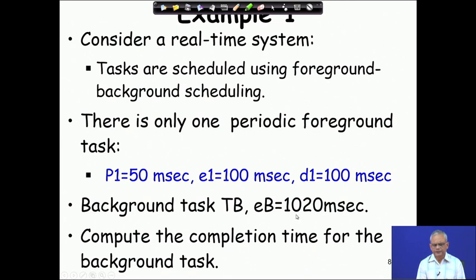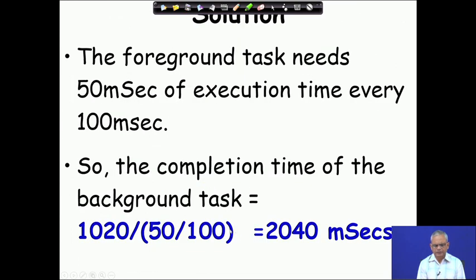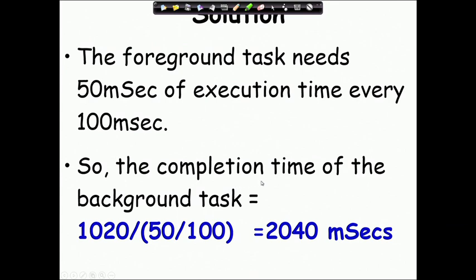The answer to this is that every time the foreground task runs, it runs for 50 millisecond and it runs once every 100 millisecond. So, the rest of the 50 millisecond is available for the background task to run. So, the utilization due to the foreground task is 50 by 100 or 0.5. So, the fraction of time available for the background task is 0.5. So, you can just substitute that in the expression: 1020 by 50 by 100, which is 2040 millisecond. So, the background task will complete in 2040 millisecond.